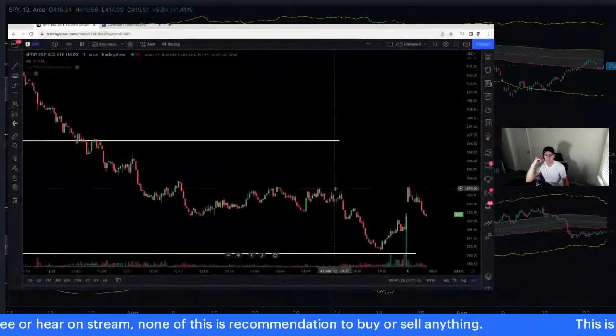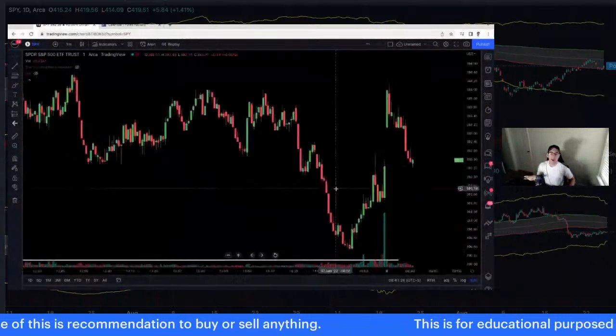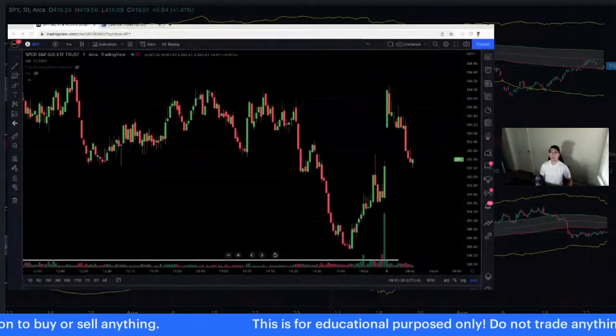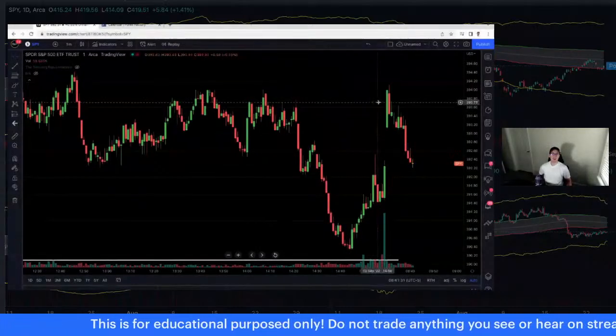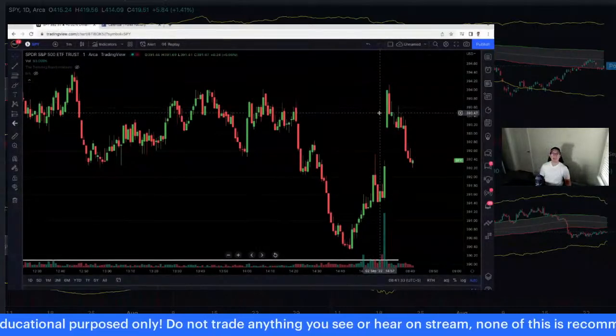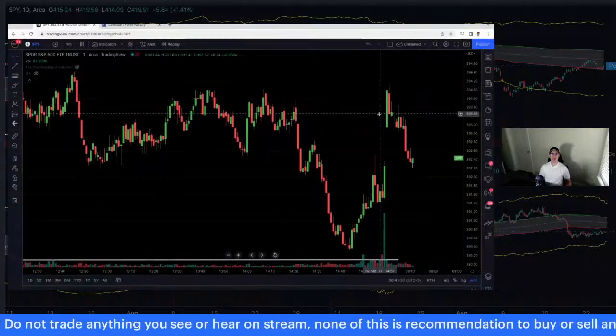Let's look at where the market is going. So the market is filling our gap. If you don't know about this, we talked about this before, but 9 times out of 10, a gap will fill. And what is a gap in the market? A gap is a difference in price between the closing and the opening price.